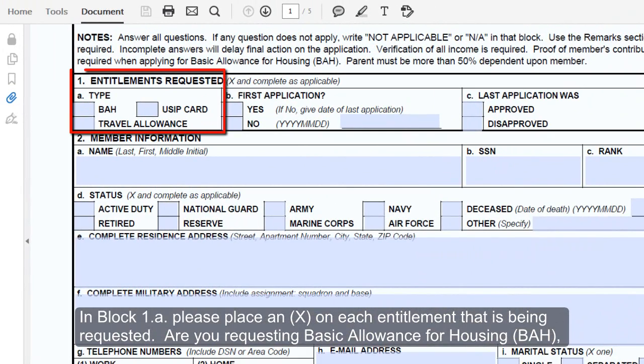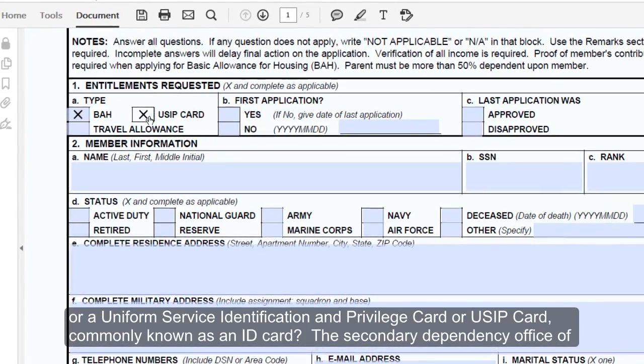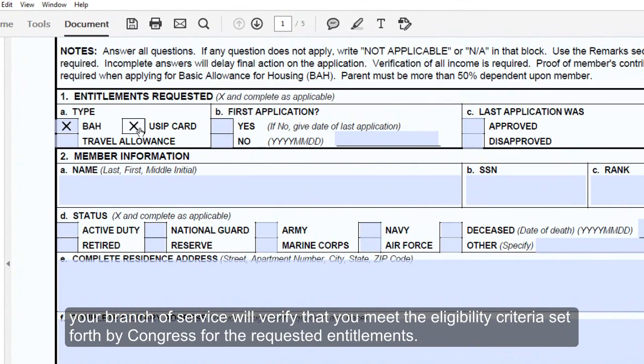In Block 1A, please place an X on each entitlement that is being requested. Are you requesting Basic Allowance for Housing, or BAH, or Uniform Service Identification and Privilege Card, or USIP card, commonly known as an ID card? The Secondary Dependency Office of your branch of service will verify that you meet the eligibility criteria set forth by Congress for the requested entitlements.